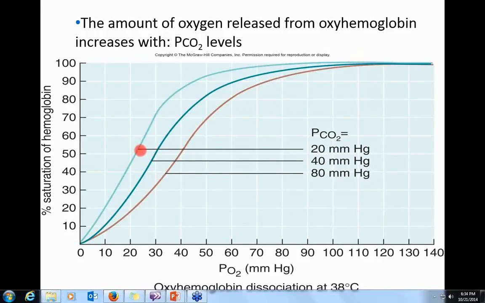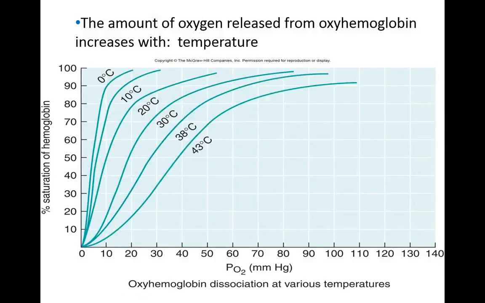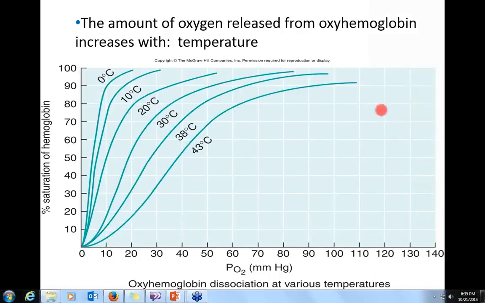Now, should our levels of carbon dioxide go down, our partial pressure of carbon dioxide go down, what this is showing you is that hemoglobin will hold on to oxygen more tightly. The other factor that affects how hemoglobin releases oxygen is temperature. 38 degrees Celsius, this is normal body temperature here.